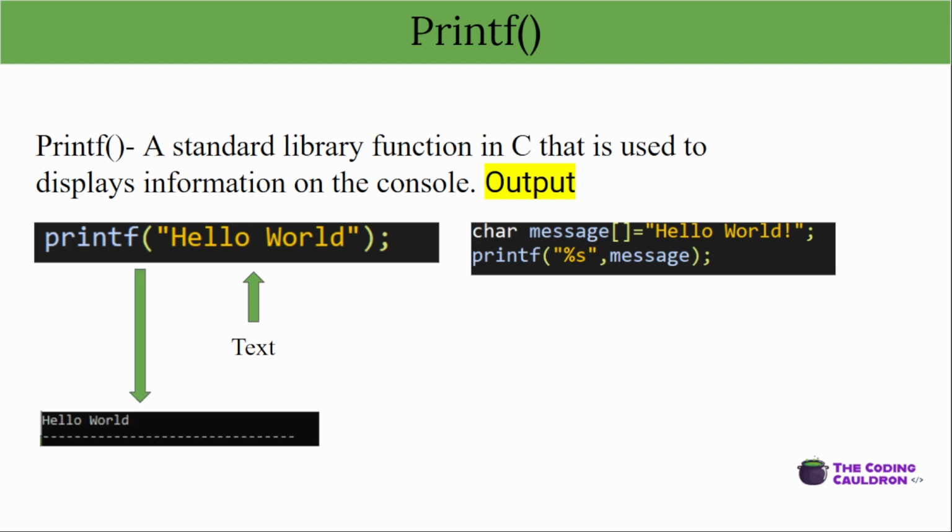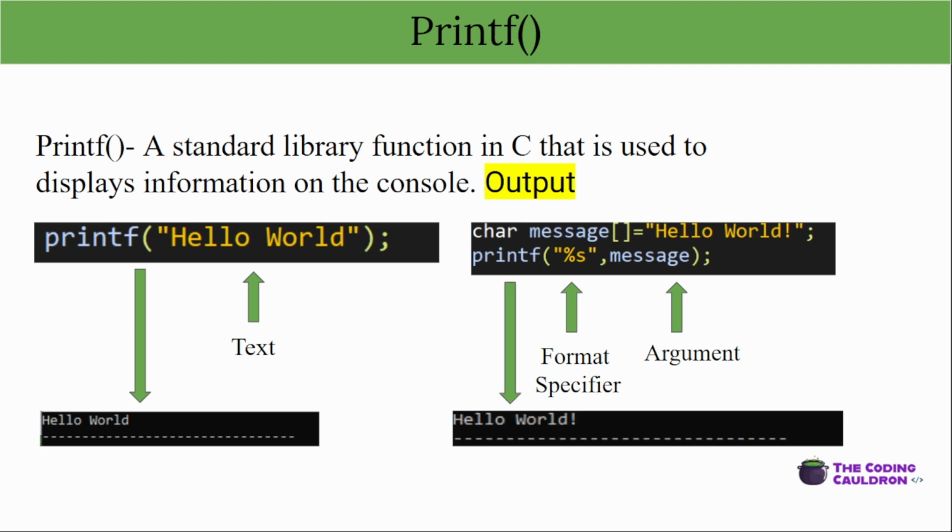We're also able to print values or strings placed in variables as long as we use the correct format specifier. We can do this by adding the format specifier of the respective variable type we want to print. Then we add the variable as an argument for the function printf. This will print the array message on the console.